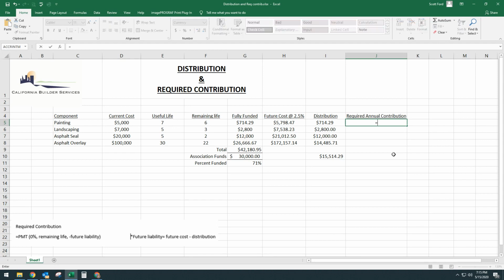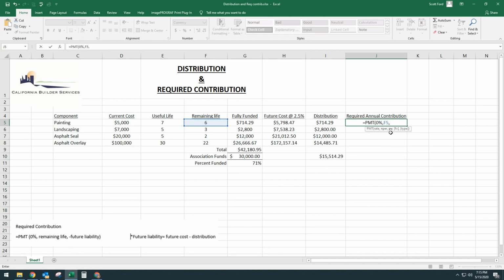So equals PMT, which is payment, open parentheses, the rate, that would be the interest rate. In this case, there isn't any. We're just doing straight line funding, so we're going to put in 0%. Number of periods. So number of periods remaining until this item is due. In this case, we're doing painting. It's going to be the remaining life.